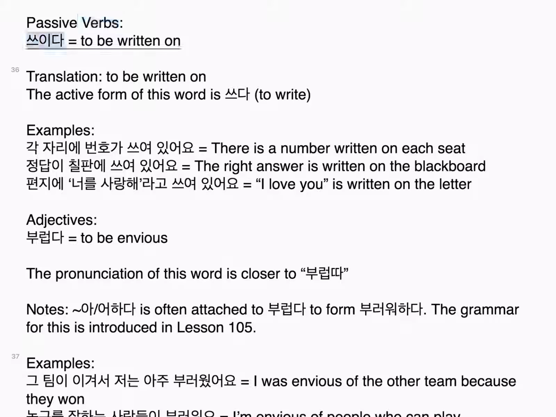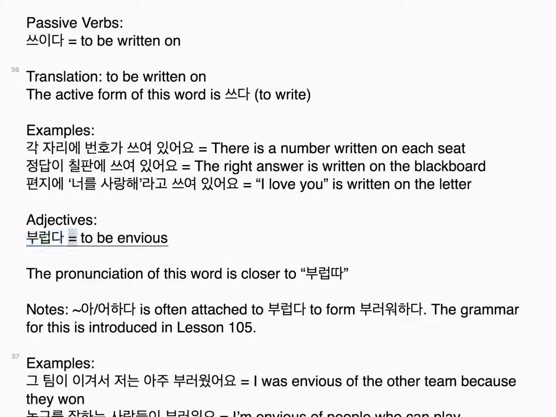Passive verbs. 쓰이다 = To be written on. The active form of this word is 쓰다, to write. Examples: 각 자리에 번호가 쓰여 있어요 = There is a number written on each seat. 정답이 칠판에 쓰여 있어요 = The right answer is written on the blackboard. 편지에 너를 사랑해 라고 쓰여 있어요 = I love you is written on the letter.